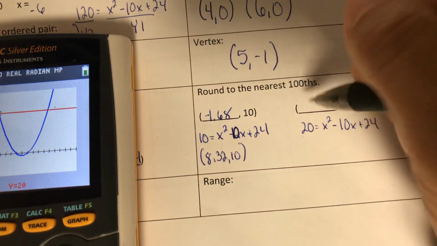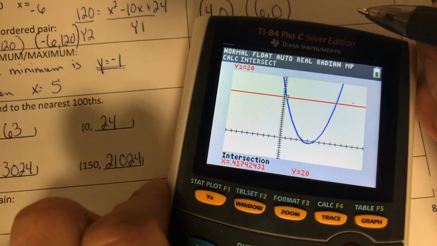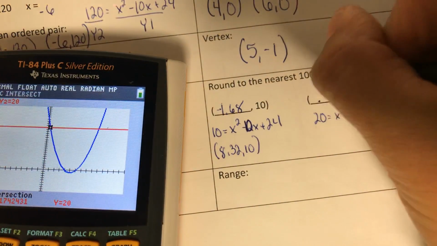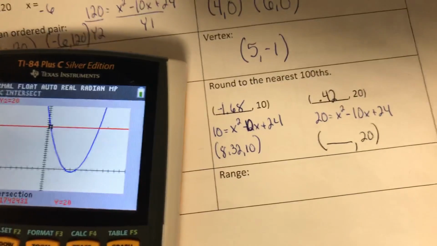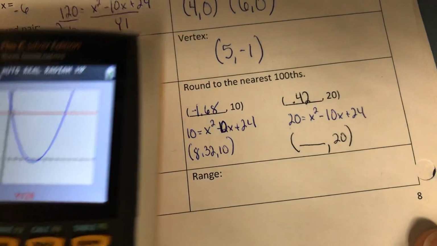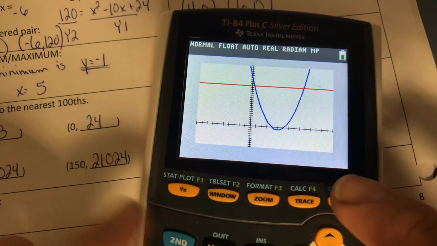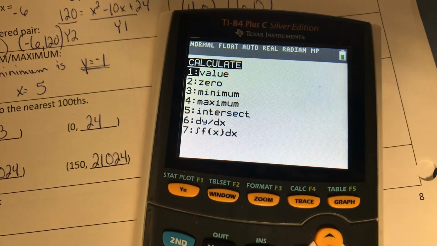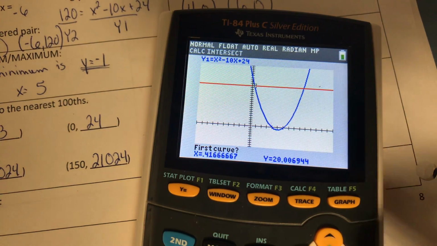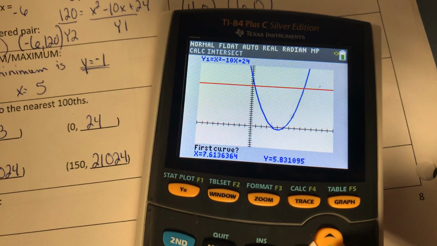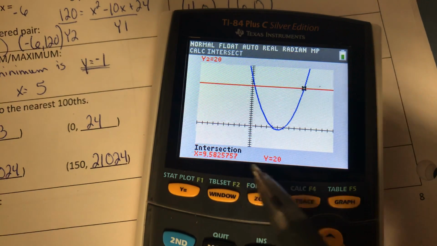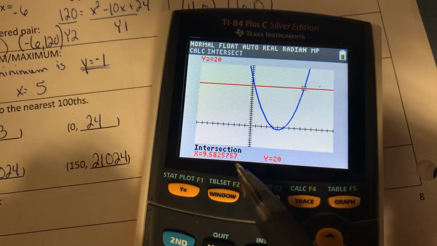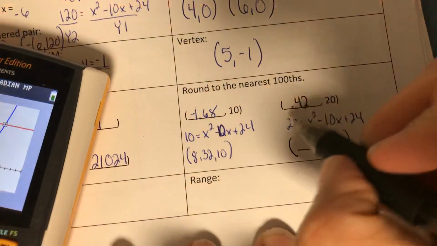And I'm going to write this as we're going to the nearest hundredths. Next video we'll go to the tenths. So 0.42 with 20. And then I'll go ahead and find the other one. I wasn't thinking about 2 answers when I made this, so I'll go back to my graph. I'll choose second trace. I'm going to choose intersect again. So option 5, I'm just going to move the cursor over to the other point of intersection, and once I'm there, hit enter 3 times and round to the nearest hundredths. So we'll have 9.58 and 20.